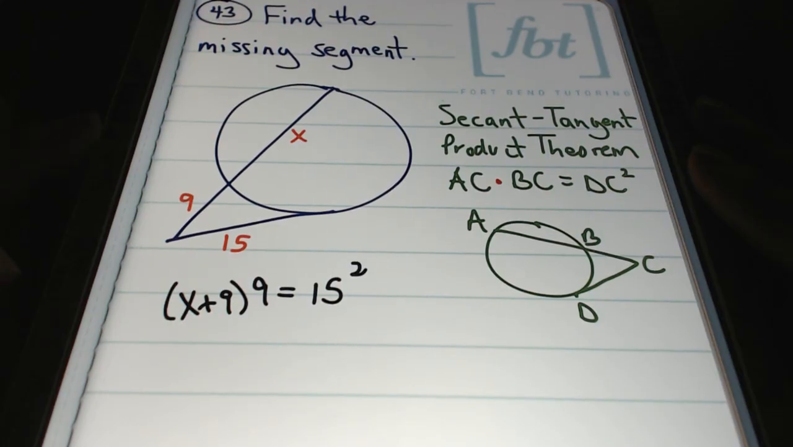Three Musketeers says, wouldn't the problem have to say assume that all segments that appear to be tangent are tangent for us to be able to use that theorem?